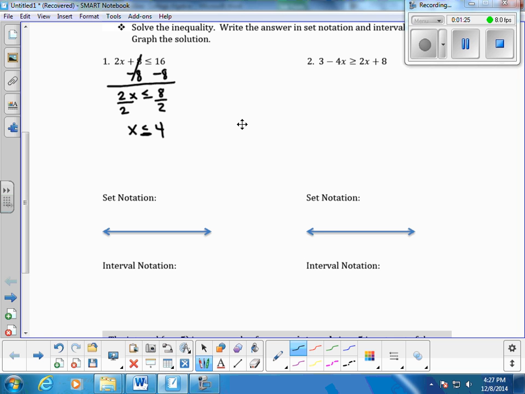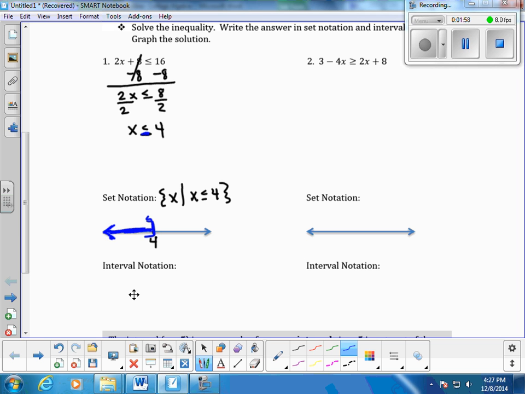So let's do set notation first. Set notation, all the values for x such that, that's a straight bar, x is less than or equal to 4. And mathematically, this is read, all the values of x such that x is less than or equal to 4. On our number line, we're going to put a 4. Since we have the equal to bar, it's going to be a bracket. And since the variable's on the left, we can shade away the arrow points describing less than.